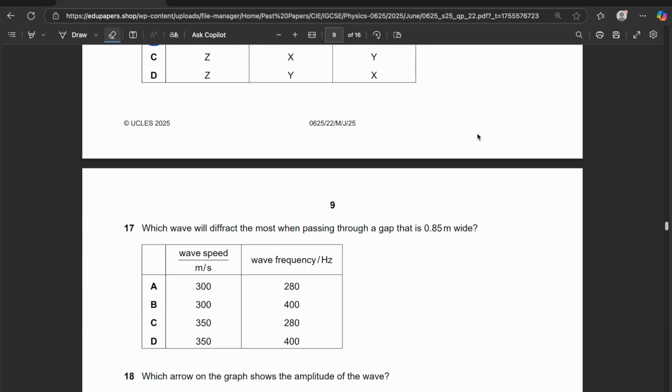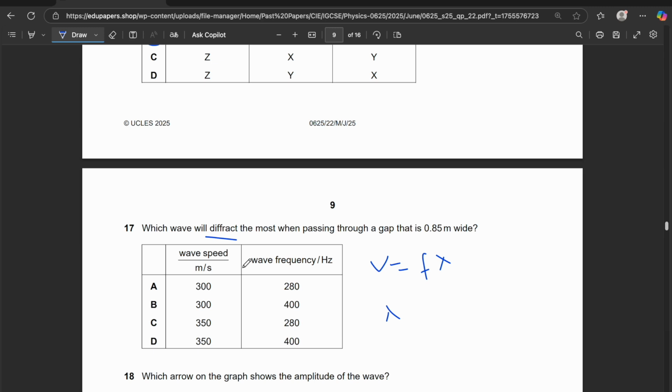17. Which wave will diffract the most when passing through a gap that is 0.85 meters wide? So when considering diffraction, we need to think about wavelength. They don't give the wavelength, but we can find it by using the equation V is equal to F lambda. And the most diffraction will happen when the wavelength is the greatest, much bigger than this.